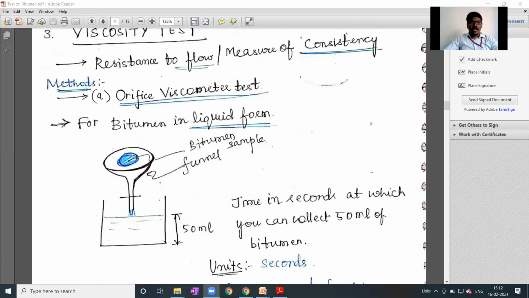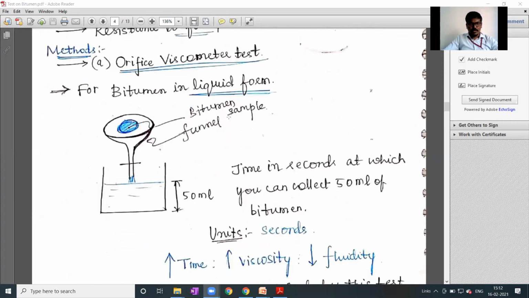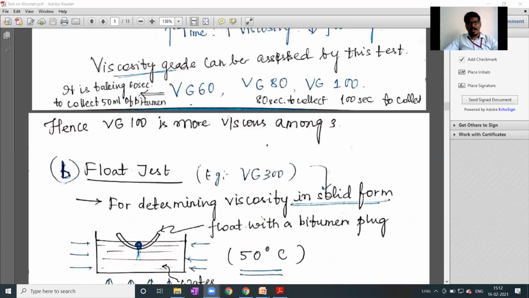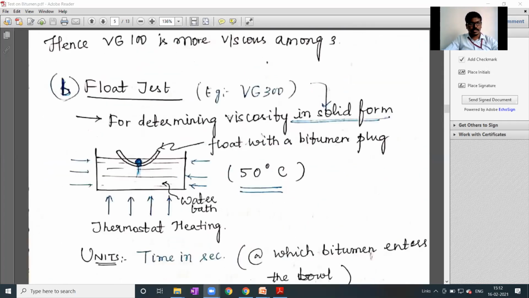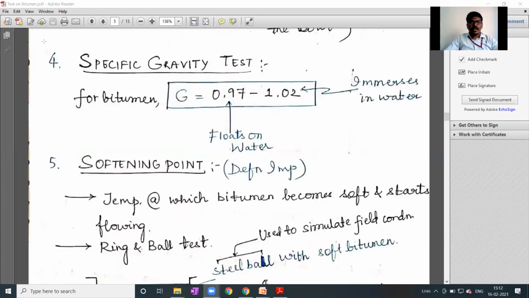Viscosity test. It measures resistance to flow or consistency. One is the orifice viscometer, which we use. Another we can use is the tar viscometer. I explained to you about the tar viscometer. I'll move to the next, specific gravity. Specific gravity is usually conducted using the density bottle.